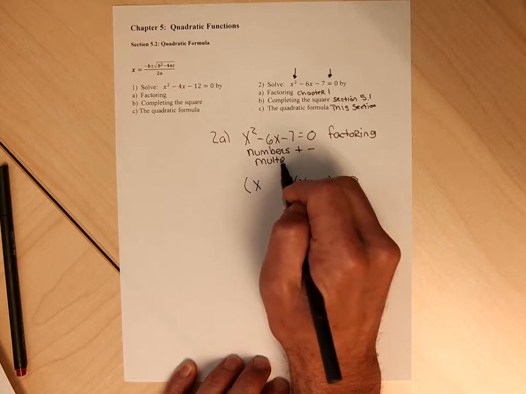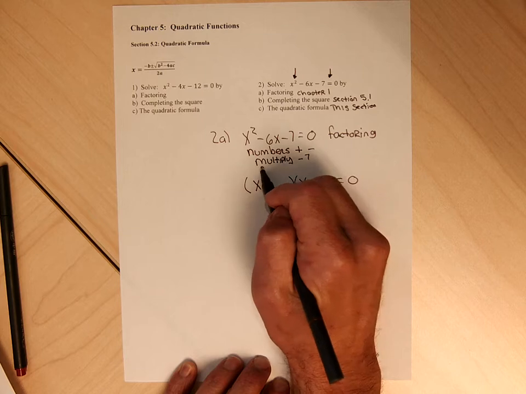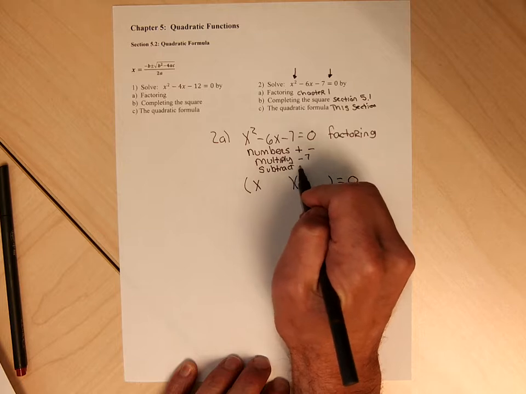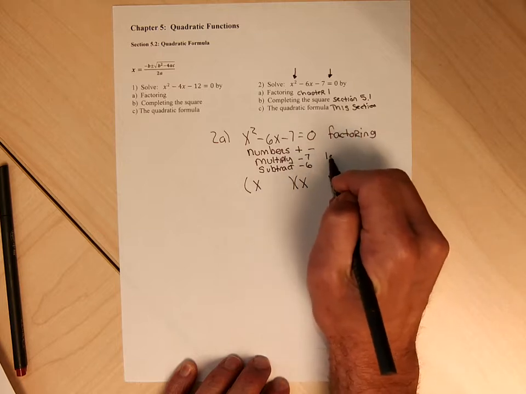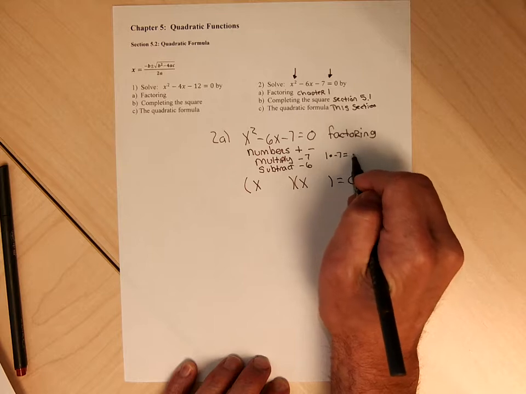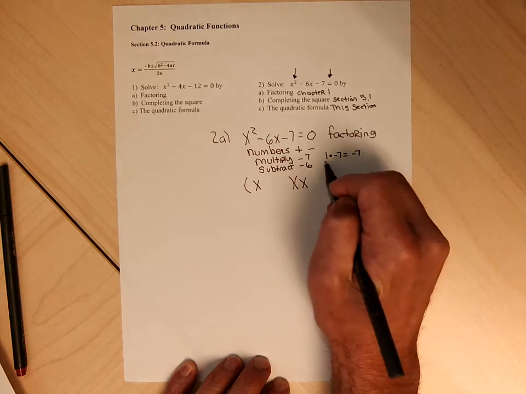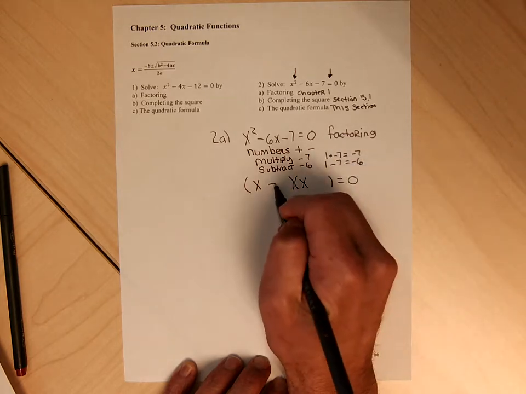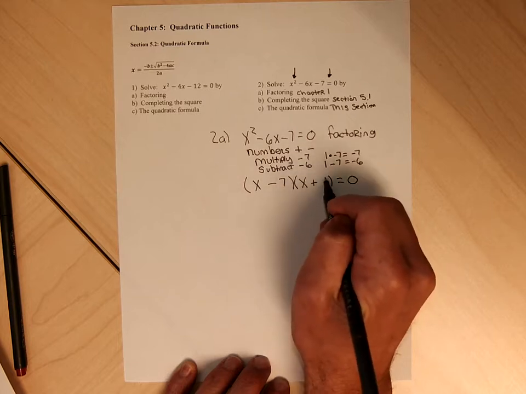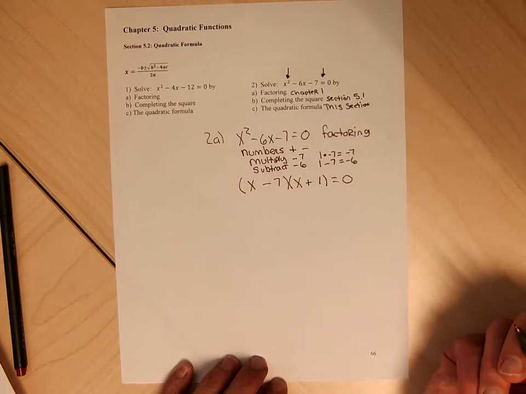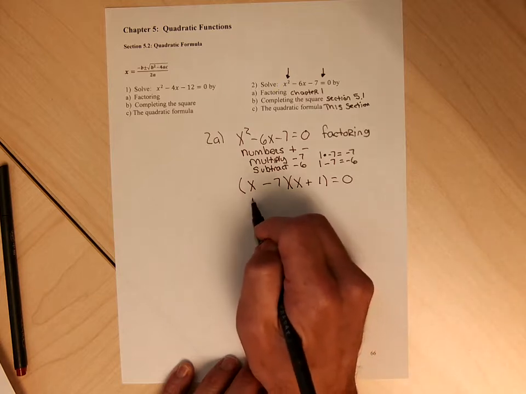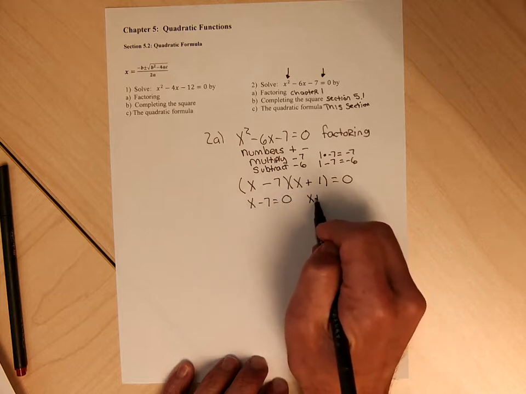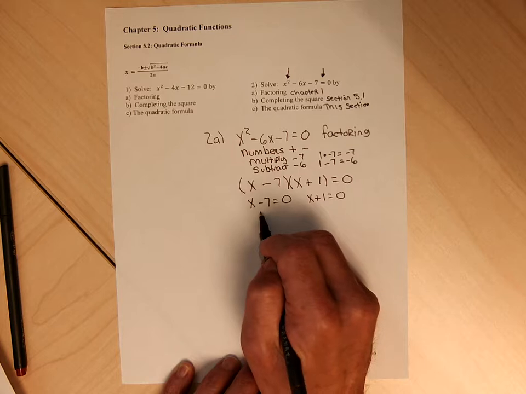They need to multiply to negative 7, and they need to subtract to be negative 6. And that's going to be perfectly positive 1 and negative 7. Because if I multiply positive 1 and negative 7, I get negative 7. And if I do 1 minus 7, I get negative 6. So one of my parentheses is going to get a minus 7. The other parentheses is going to get a plus 1. It wouldn't matter which parentheses I put the plus 1 in. Once you have the problem factored, you set each of the parentheses equal to 0, and you isolate the x.